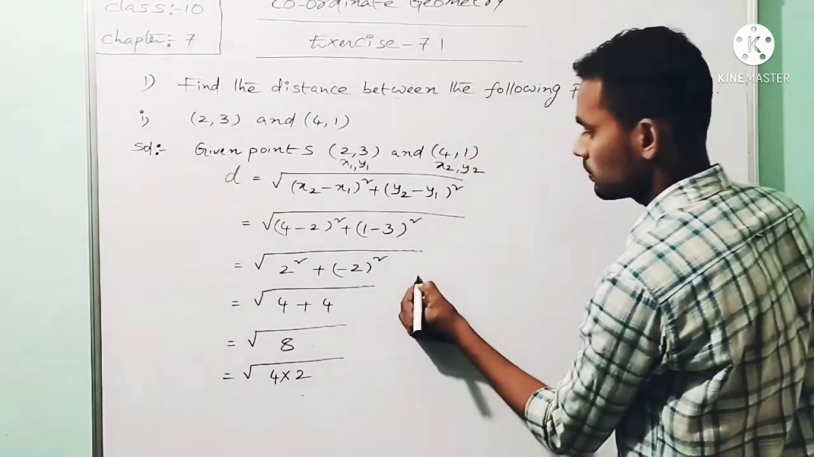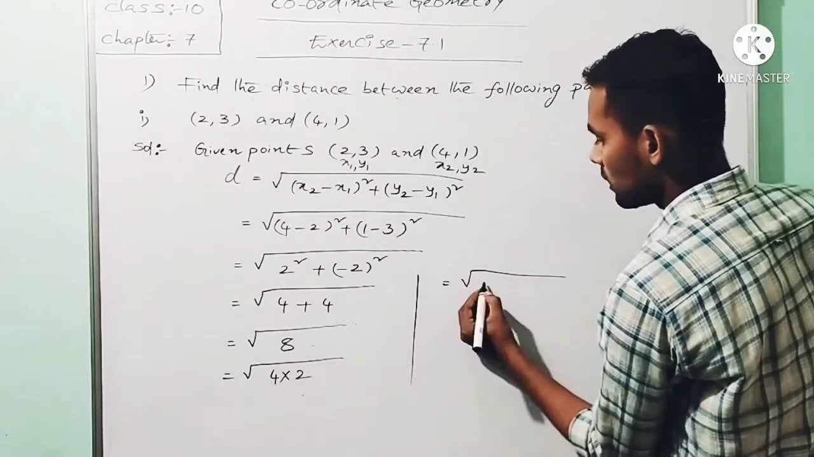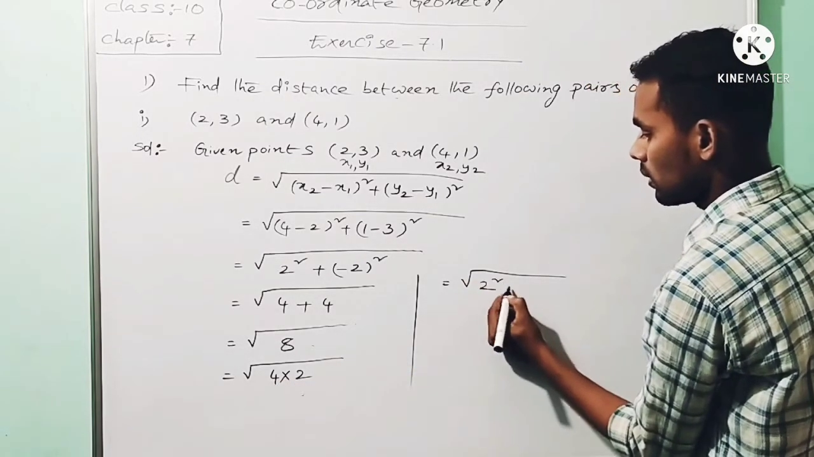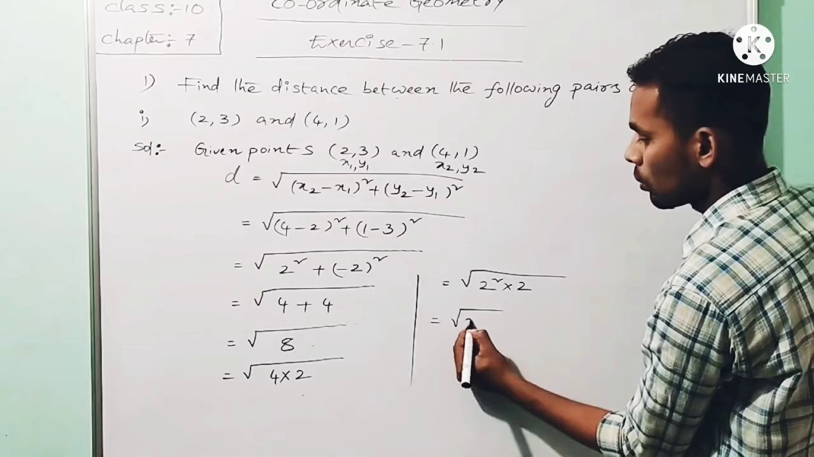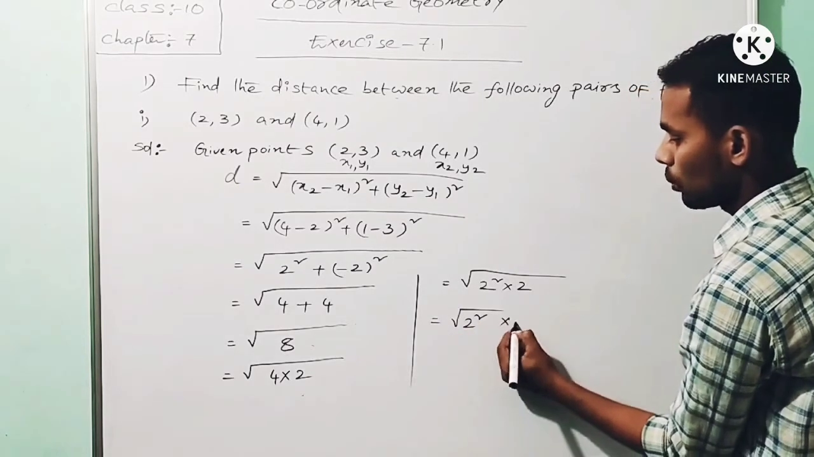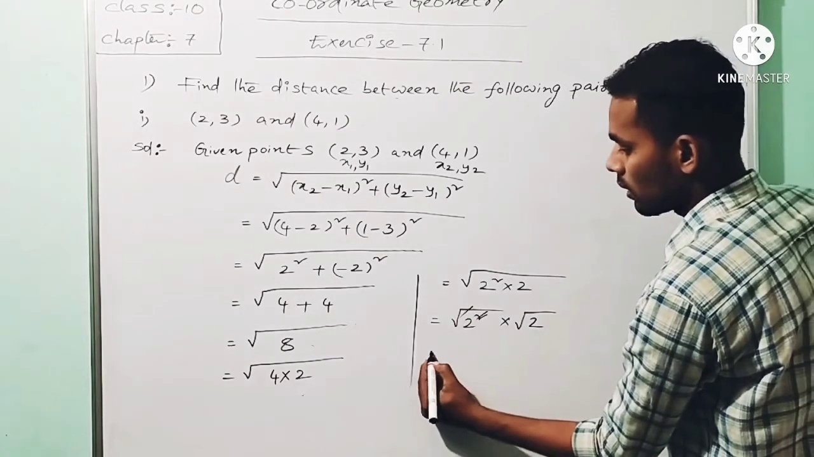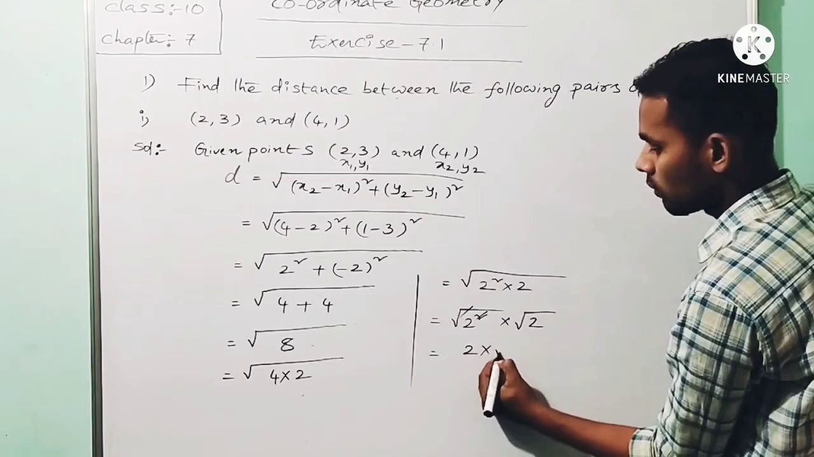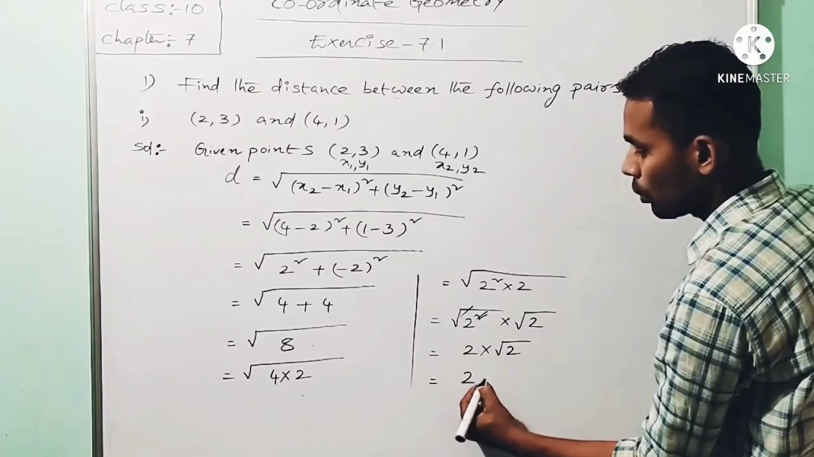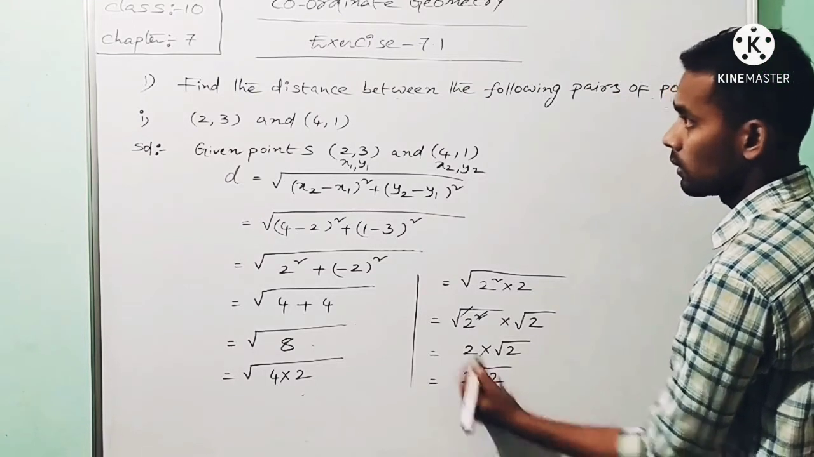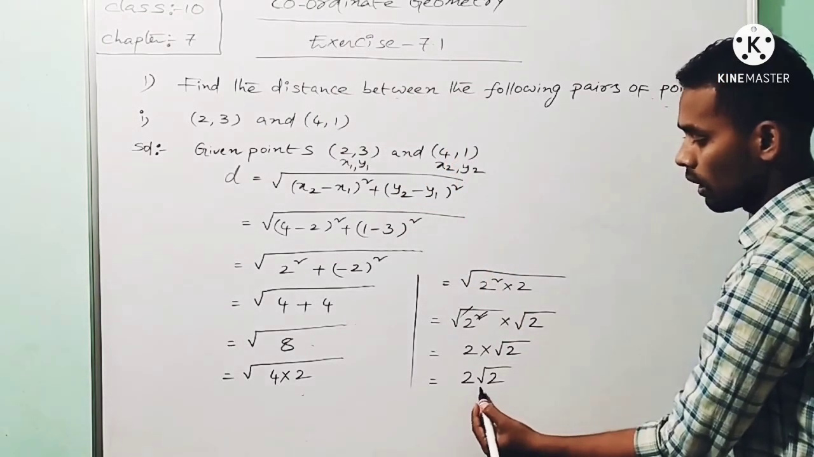Square root of 8, 4 times 2 is 8, is equal to square root of 4 can be written as 2 square, into 2, is equal to square root of 2 square into square root of 2. Square root and square cancel, is equal to 2 into square root of 2. The distance between the 2 points is 2 square root of 2.